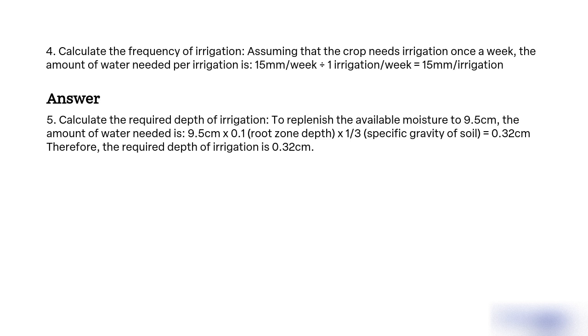5. Calculate the required depth of irrigation. To replenish the available moisture to 9.5 km, the amount of water needed is 9.5 km x 0.1 root zone depth x 1/3 specific gravity of soil equals 0.32 km. Therefore, the required depth of irrigation is 0.32 km.